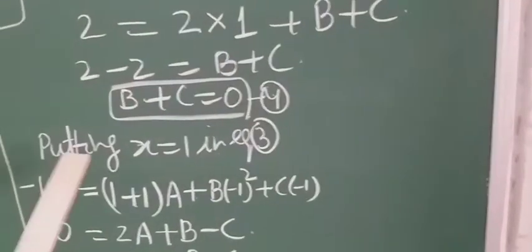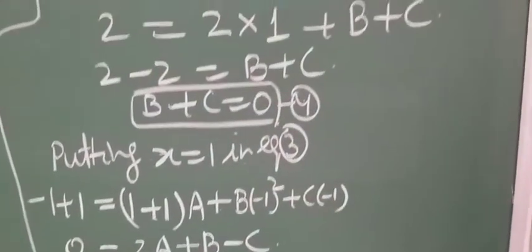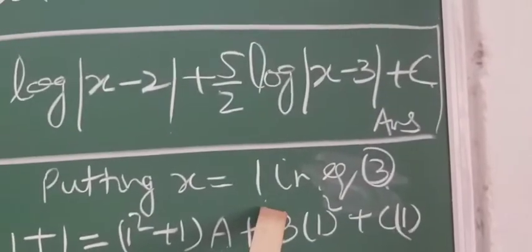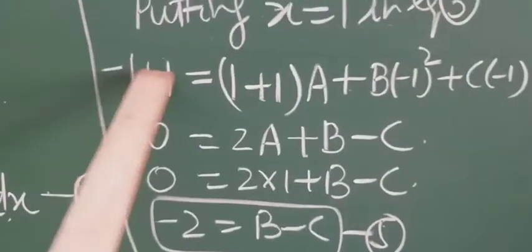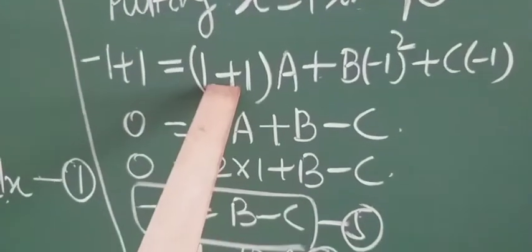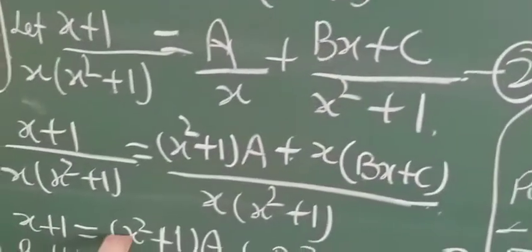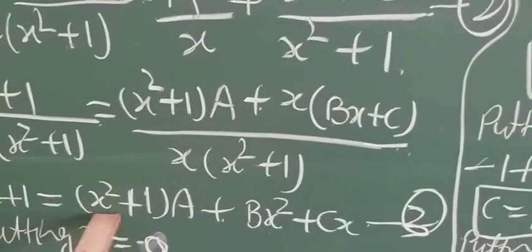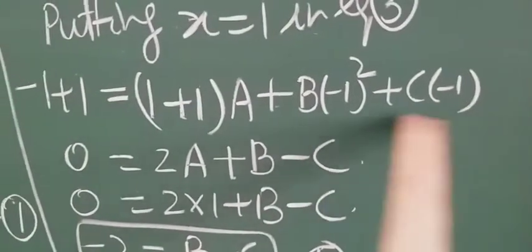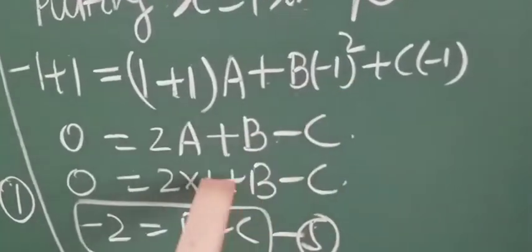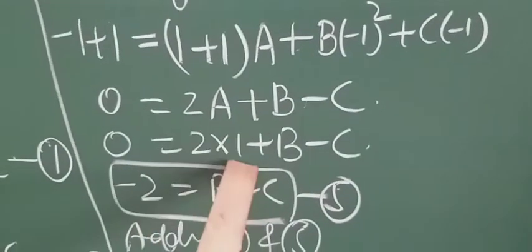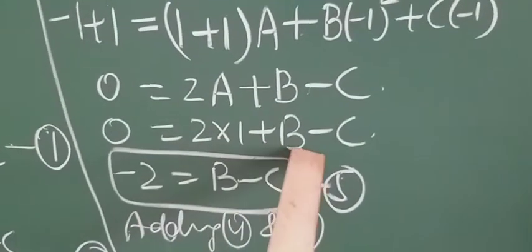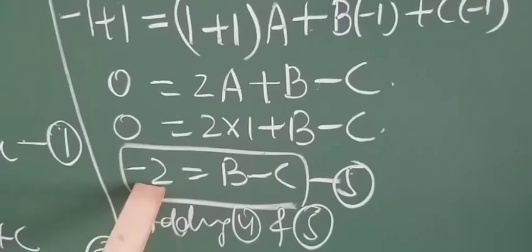Now students, let us put x equals to minus 1. We have put x equal to 1 here; now put x equals to minus 1. So when you put minus 1 plus 1, it will be (minus 1 squared plus 1)A, then B into (minus 1) squared, C into minus 1, and 2A plus B minus C will be 0. We know the value of A is 1. So the equation will be B minus C equals minus 2.